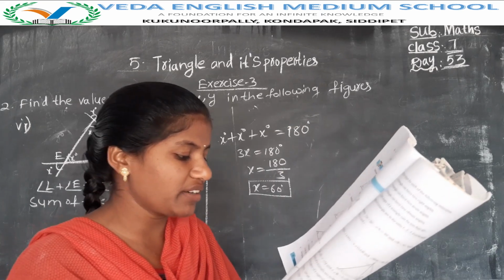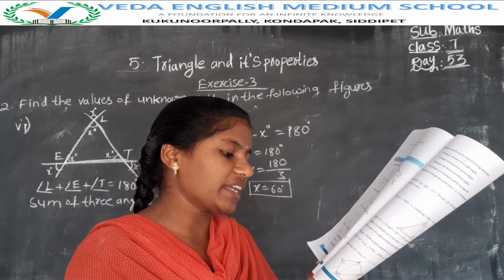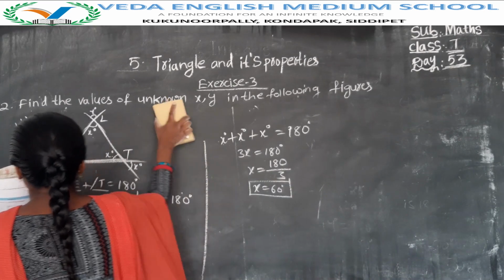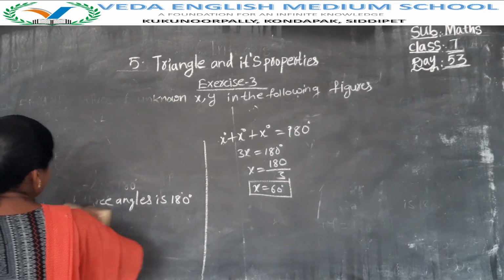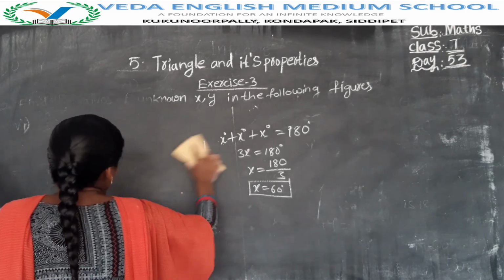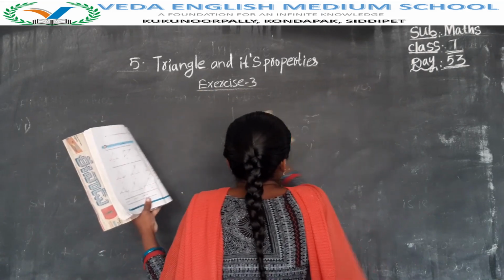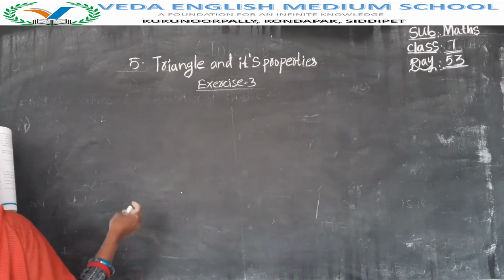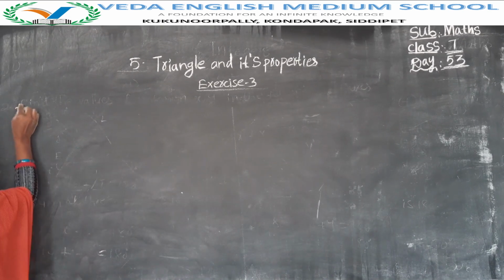Second bit has completed. Find the measures of the third angle of the triangle whose two angles are given below. They have given two angles. Now we have to find the third angle. Exercise 3. Find the measure of the third angle.